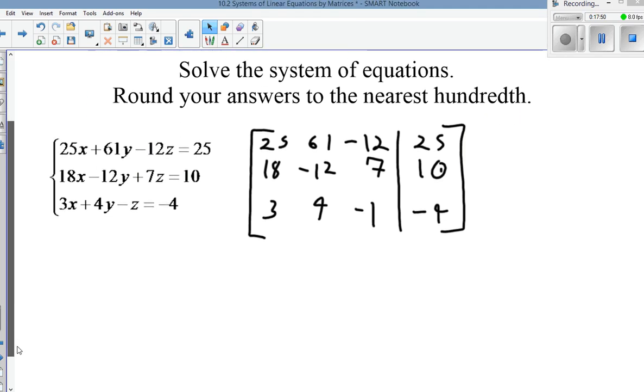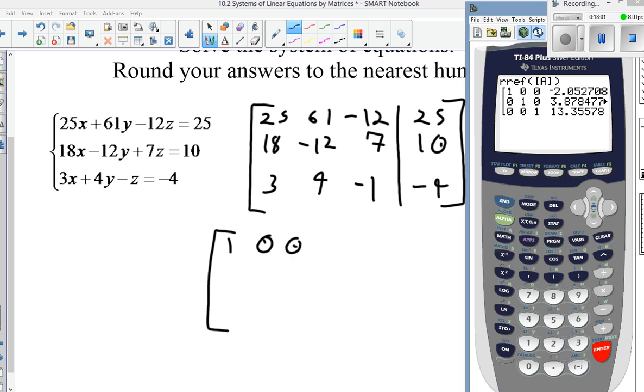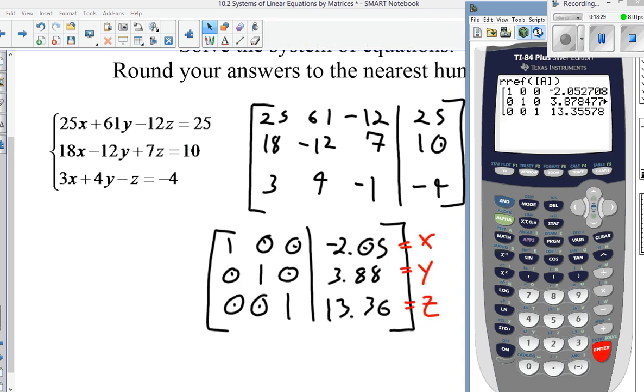So we can see that it's gotten it in reduced row echelon form, and I want to go to the nearest hundredth. So I'm going to get 1, 0, 0, negative 2.05, 0, 1, 0, 3.88, and 0, 0, 1, and 13.36. So just like before, I can show that this solution here is my x, this is my y, and this is my z solution for that system of equations.